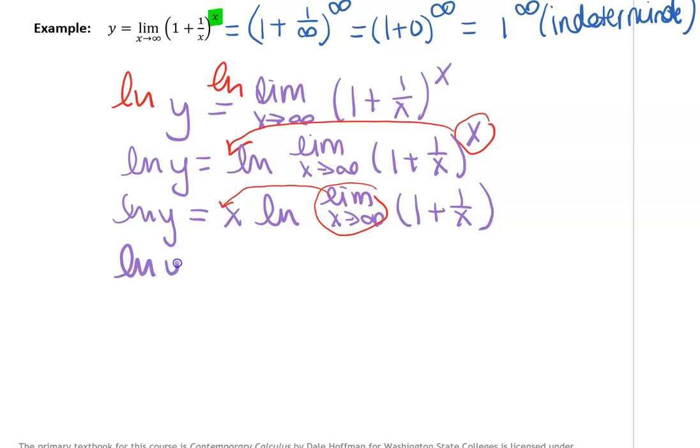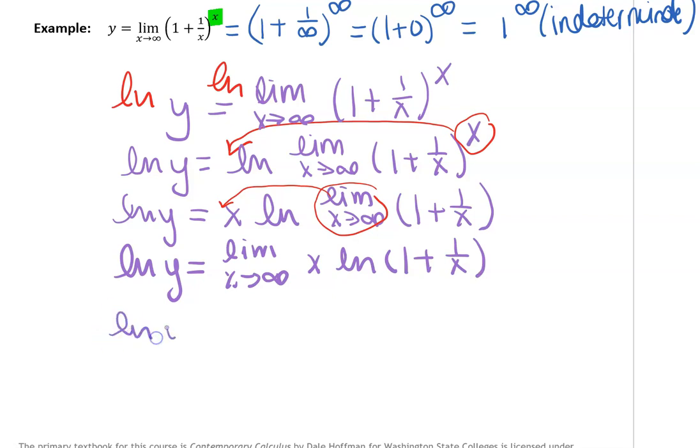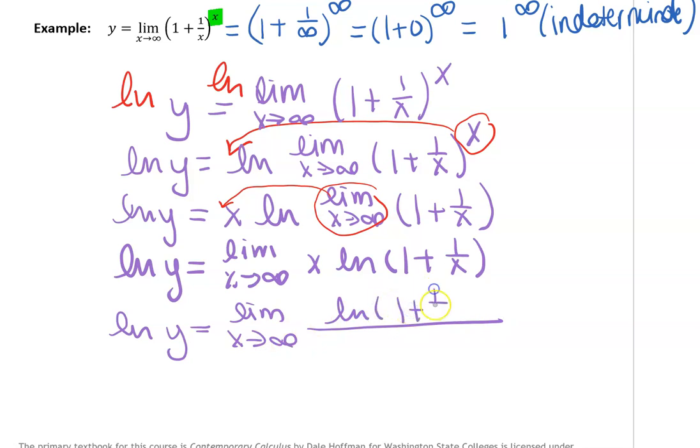So I'm going to say ln y is equal to the limit as x approaches infinity of x ln of 1 plus 1 over x. And then because I have it multiplied by x, my whole goal is I want to get this set up as a rational function. And so I'm going to undo some algebra real quick. So this gives me ln y equal to the limit as x approaches infinity. I'm going to leave that ln of 1 plus 1 over x on top, and I'm going to put this x on bottom so that it's x to the negative 1 now instead of the positive 1.